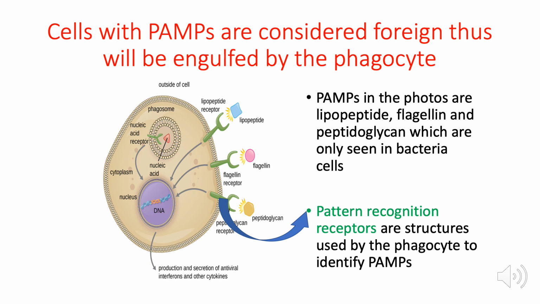The next question now is, what do you call the green-colored structures that are used by the phagocyte to determine whether the cell in front of it has a PAMP or not? These receptors are called pattern recognition receptors, or PRR. So PRRs are found in our phagocytes, and PRRs are supposed to identify PAMPs.